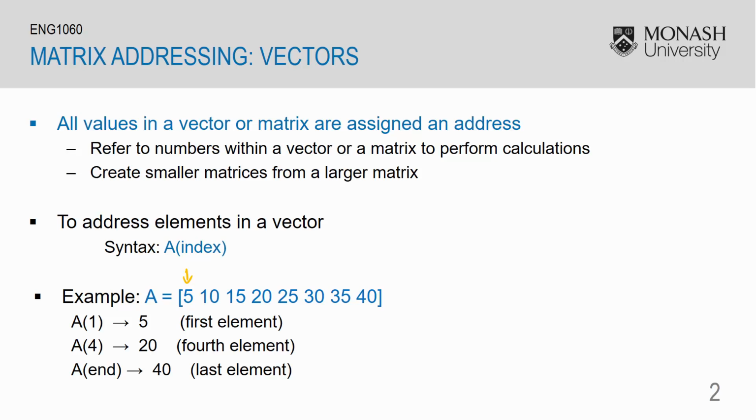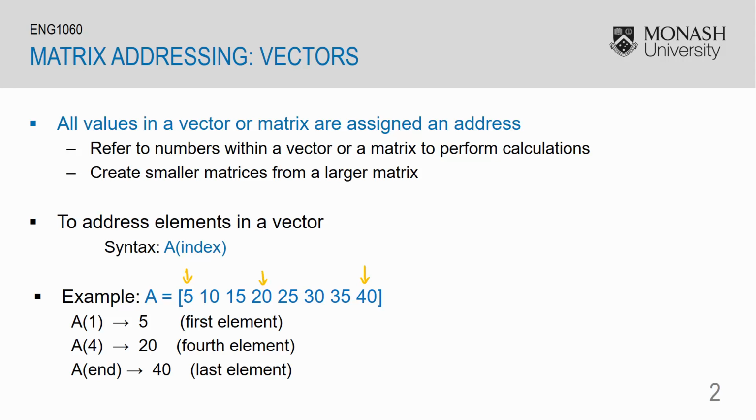Likewise, we can reference the fourth element of A by stating A bracket 4, which is the fourth element, which is equal to 20. A unique one is using the end identifier to obtain the last element of the vector. So A bracket end will give us the last element, which is equal to 40.